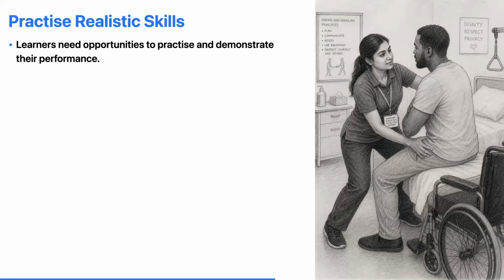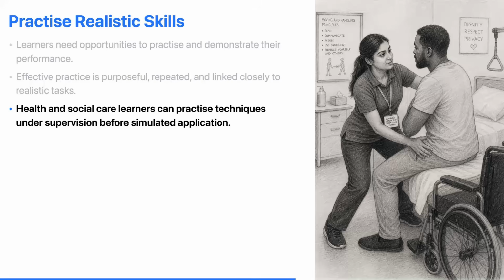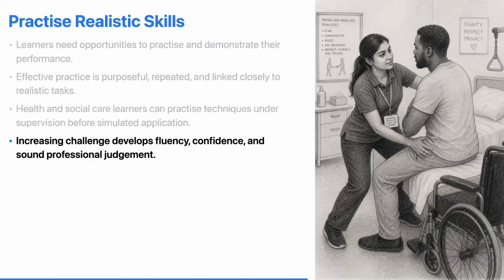Learners must then have opportunities to practice and demonstrate performance. Effective practice is purposeful, repeated, and closely linked to realistic tasks rather than being limited to recalling information from a presentation. A learner training in health and social care might practice moving and handling techniques with supervision before applying the skills in a simulated care environment. Practice activities should increase in challenge over time, allowing learners to develop fluency, confidence, and sound professional judgement.